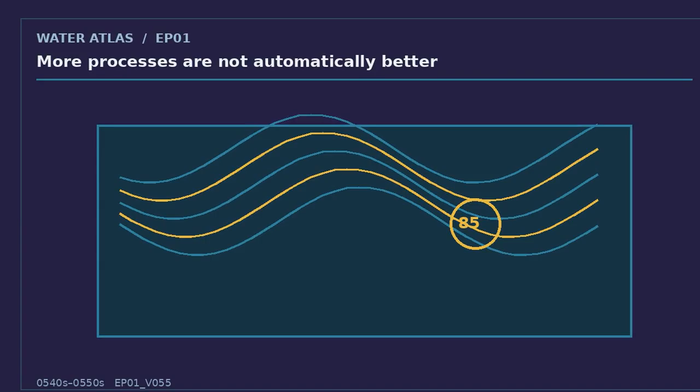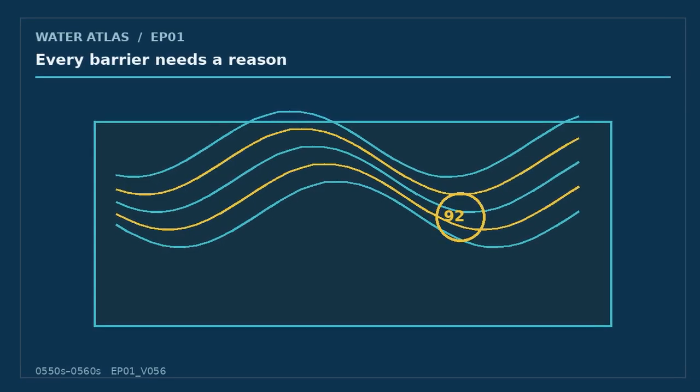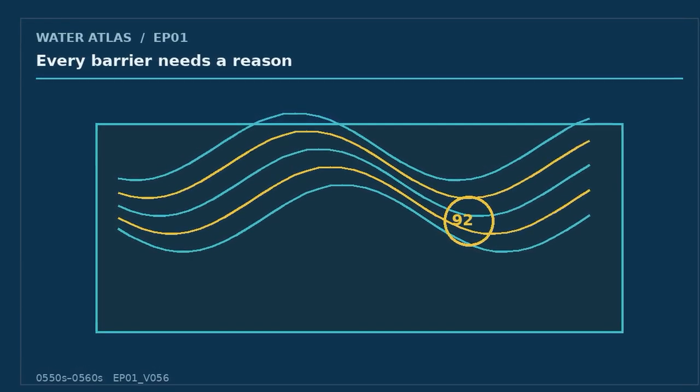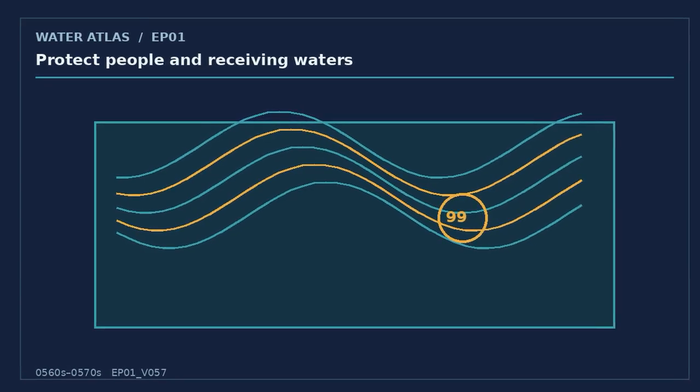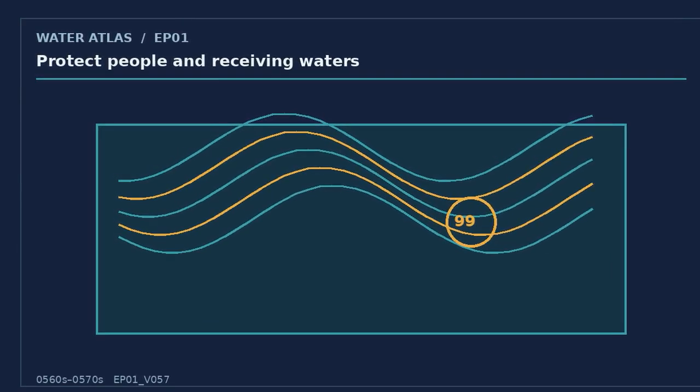There are also knowledge limits. Conventional monitoring often measures indicator parameters rather than every possible contaminant in real time. Some constituents may require specialized sampling, laboratory analysis, or advanced treatment. The absence of a visible problem does not prove the absence of risk.